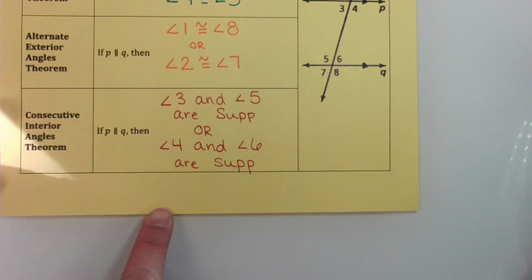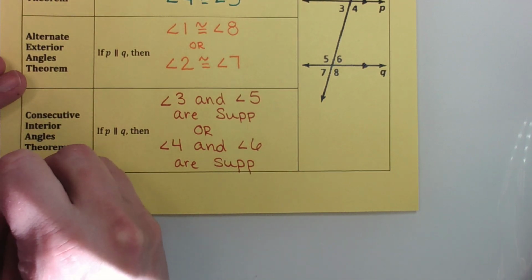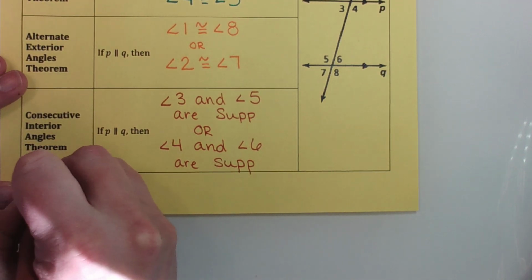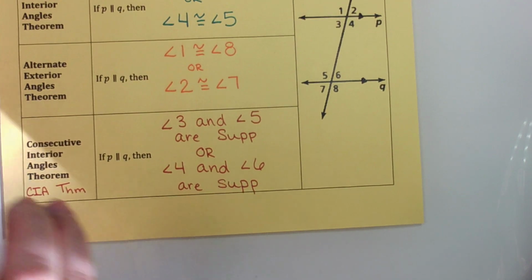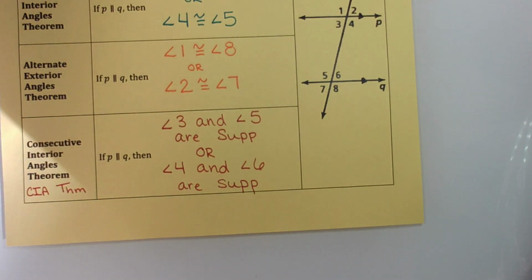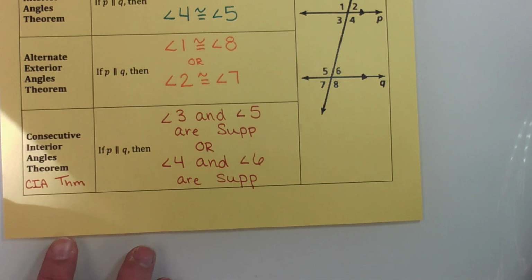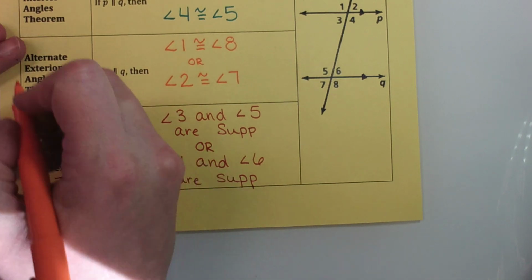How do I shorten consecutive interior angle theorem? CIA just tells me the angle type. I also need the THM to tell me you're using the theorem, because the theorem tells me that it's applying to parallel lines. If you don't tell me you're using the theorem, you're just telling me it's an angle pair.